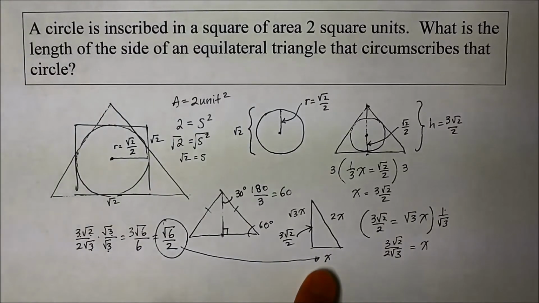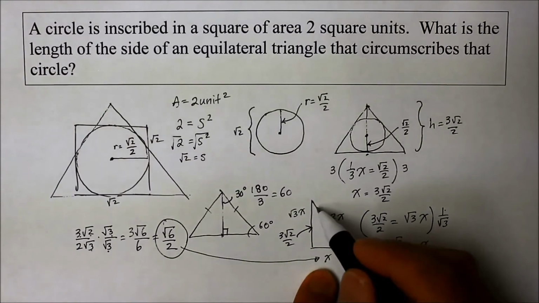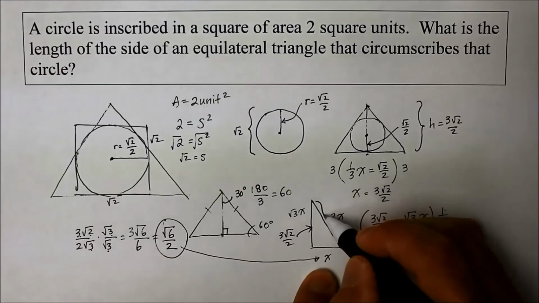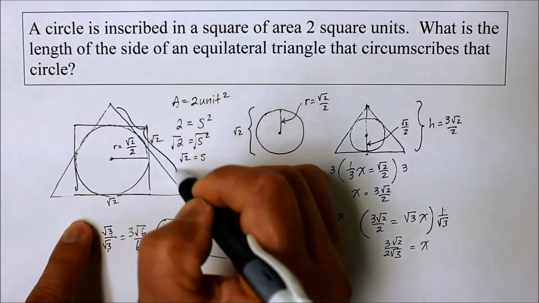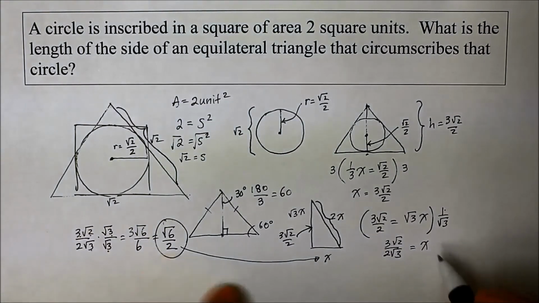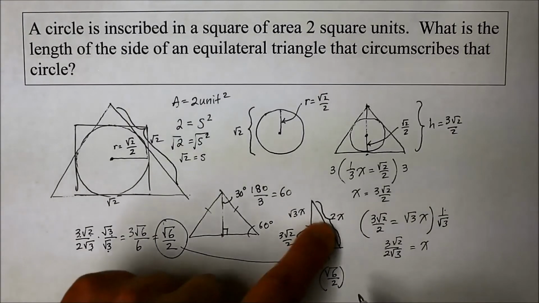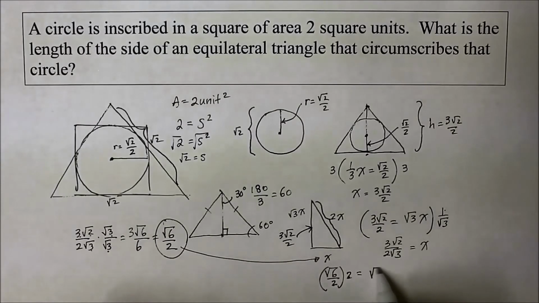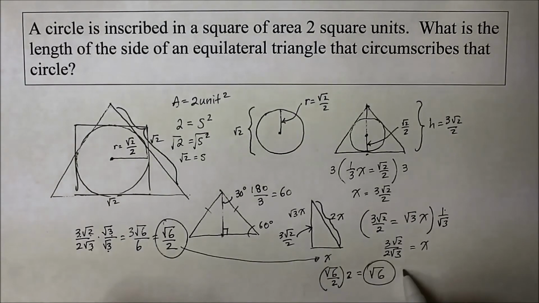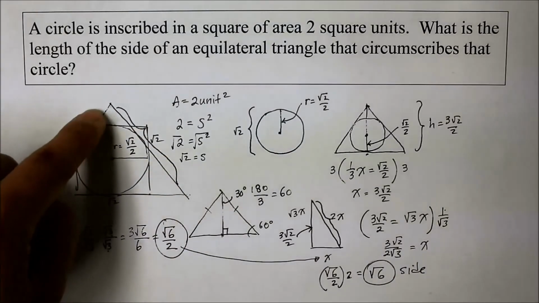That is the x. So now we know the x. All we have to do is multiply by 2. And that'll be the missing side over here, the hypotenuse. So we're there. So let's say square root of 6 over 2 times 2, double that leg. The 2's cancel out. So it's going to be square root of 6. And that is the side of the equilateral triangle.